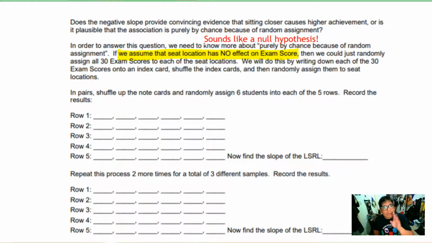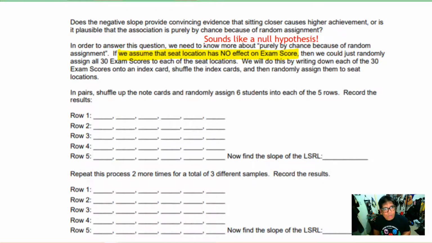So let's see. What we're going to do is write down each of those 30 exam scores on an index card, shuffle the cards, and then randomly assign them to seats. Like we said, if the row number doesn't affect the score, then if we just randomly put everybody in a seat, we should get a slope which is not too far off of what we saw. Now, naturally, like we always do, we can't really do this because we're virtual.